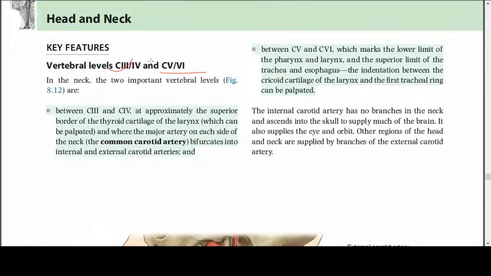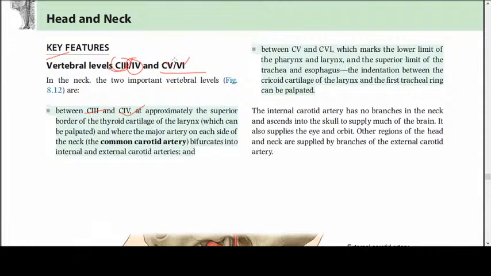We're not going to study that. Vertebral levels. Let's look at them in brief. The cervical vertebrae C3, and C5 and C6. In the neck, the two important vertebral levels are between C3 and C4, approximately the superior border of the thyroid cartilage and the larynx.